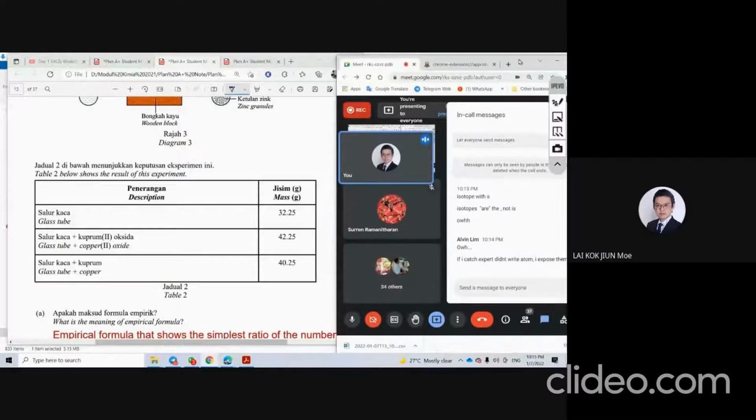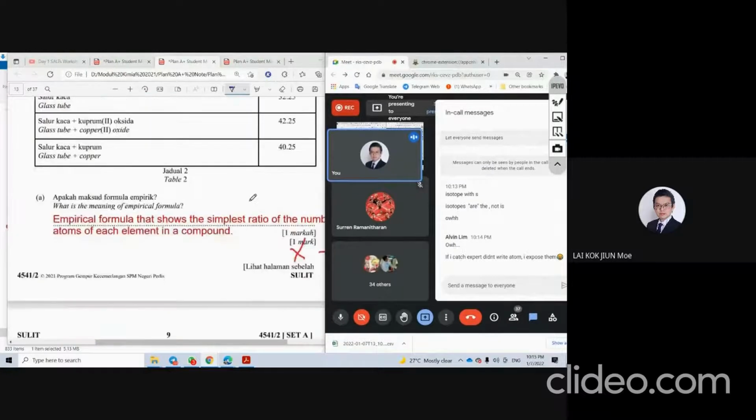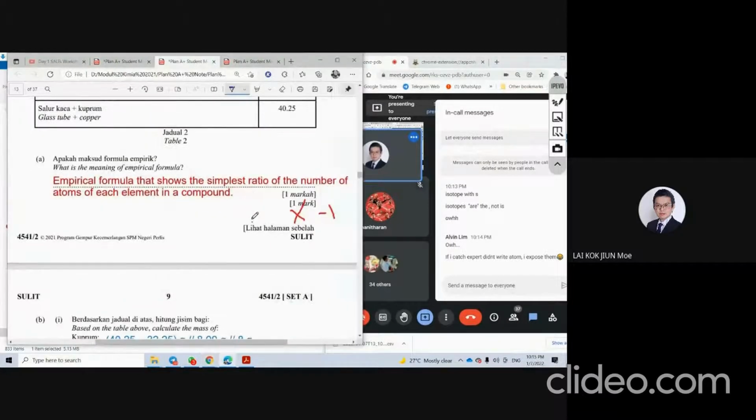If I catch expert didn't write, you expert there. Now you become expert already. Okay. So how? This one also wrong, is it? Definition 1 marks lah, but this 1 mark you want to score also not easy. You have to be very careful. 100% be careful. What is wrong?